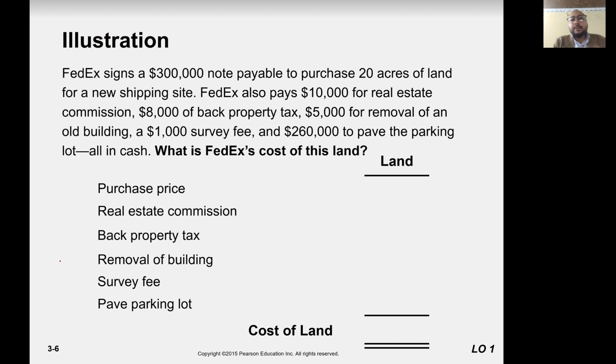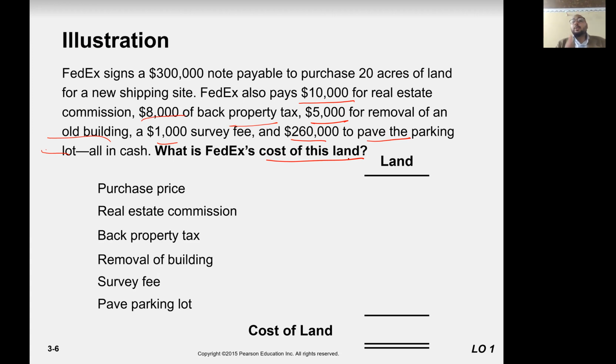So we have FedEx signed 300,000 notes payable to purchase 20 acres of land for a new shipping site. FedEx also pays 10,000 for real estate commission, 8,000 of back property taxes, 5,000 for removal of old building, 1,000 for survey, and 260,000 to pave the parking lot. So what is the cost of the land?